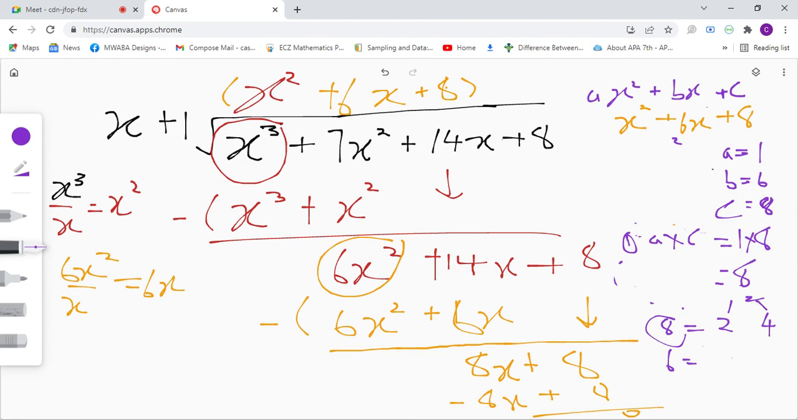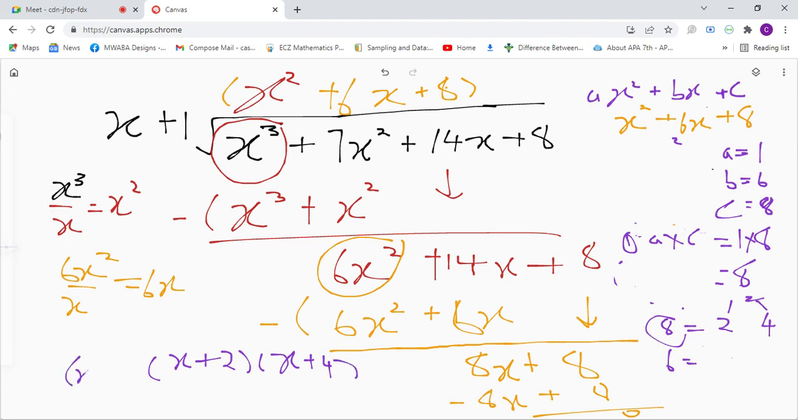Thus, we can simplify this to x plus 2, x plus 4, and x plus 1. Usually when you're doing long division, you can leave your answer like this, but if we are taught to factorize this expression, they would want your answer to be given like this.